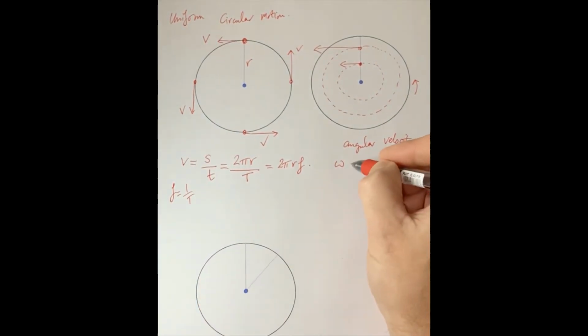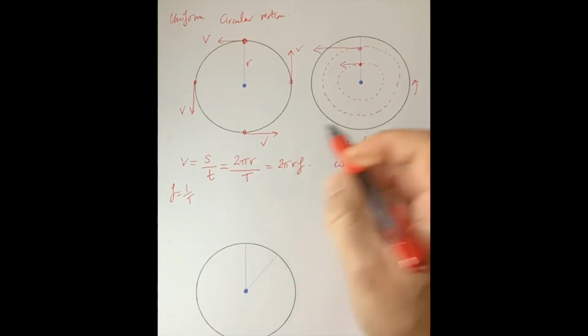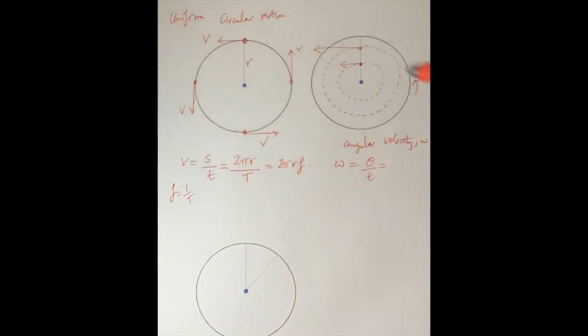Now the angular velocity is slightly different to the linear, meaning the distance travelled. The angular velocity is actually the angle which the disk will sweep through in a given time. And likewise for the special case of going round once, we've just discussed the fact that that would be 2 pi radians angle, and then the time taken would be the time period. And likewise we could replace 1 over T with f to get 2 pi f.